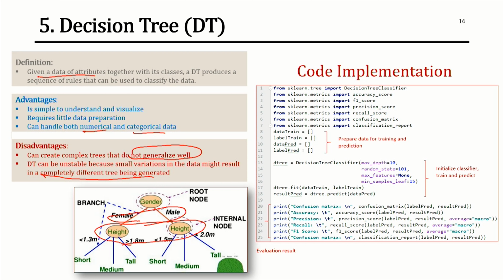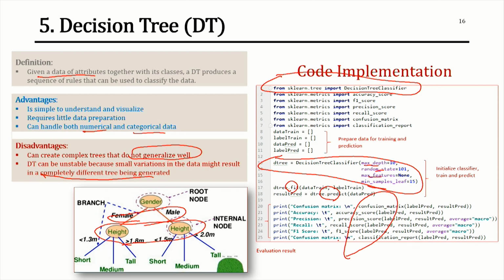And to implement this decision tree in sklearn, we use the same procedures. However, we need to import the classifier called DecisionTreeClassifier. And when we initialize the decision tree, we need some appropriate parameters, such as max depth, how deep our tree can go. We have random state, max features, and minimum samples split. And we also use the fit function and predict function, as well as evaluation criteria such as the confusion matrix, accuracy score, F1 score, and so on.